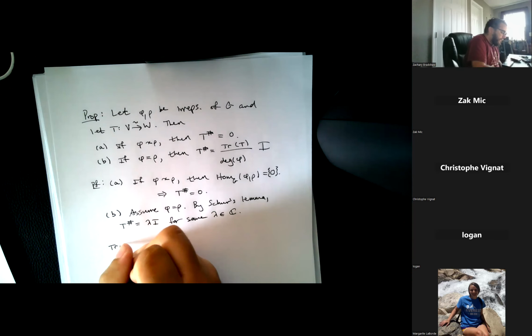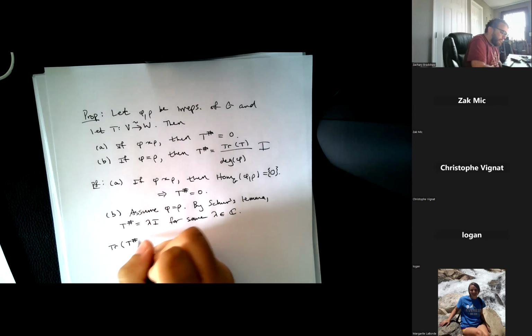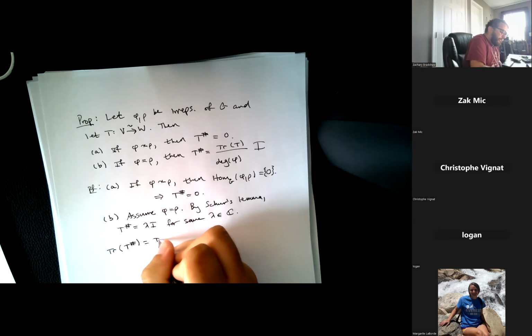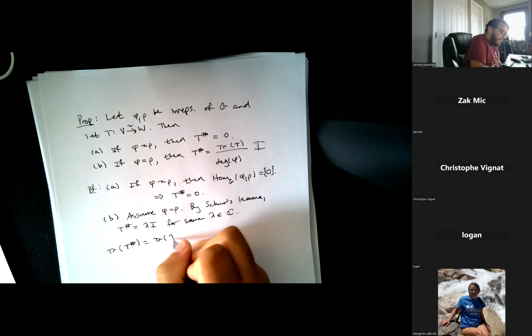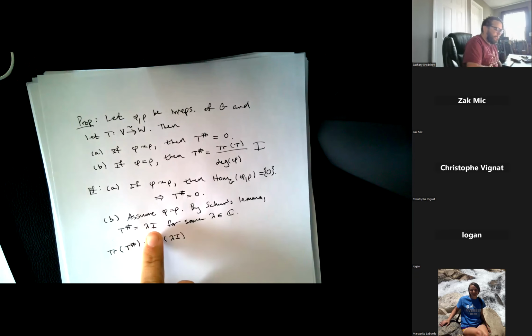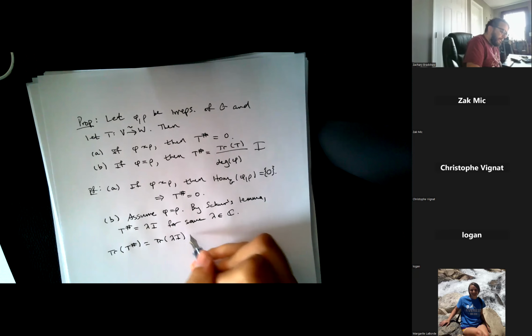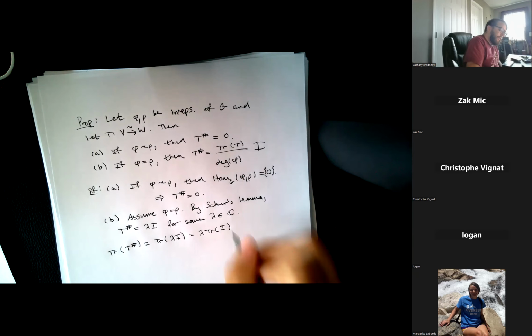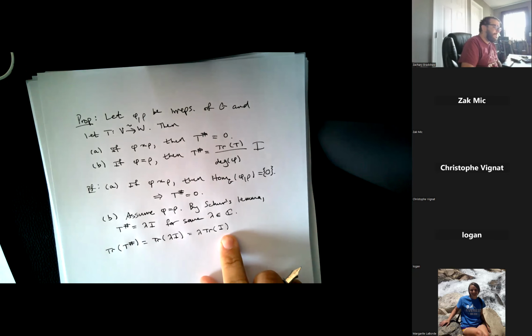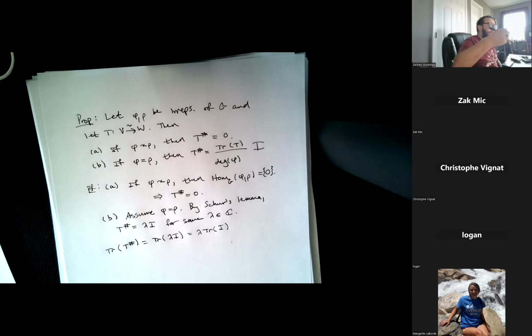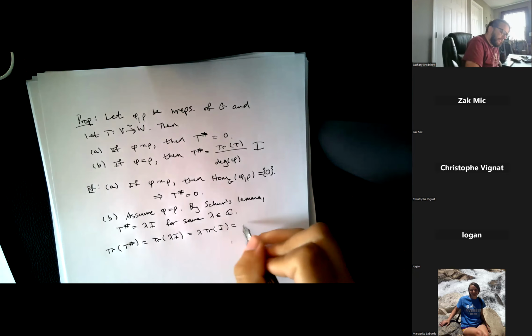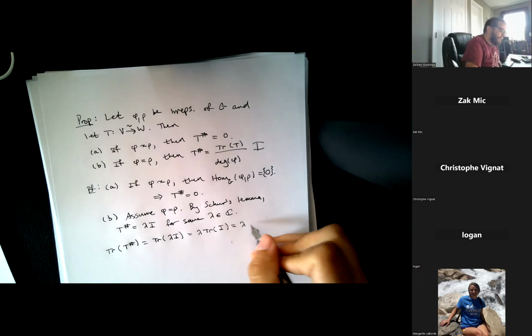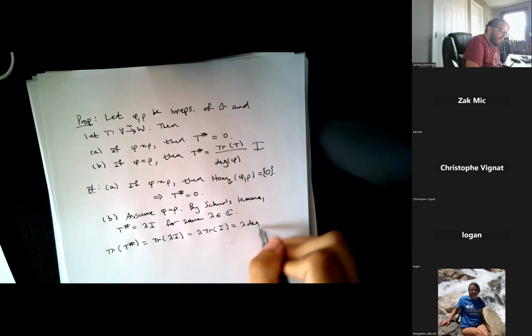Well, the trace of t sharp, or the twirl, is the trace of lambda I, because it's just equal to lambda I. And the trace is linear, so we can pull out this constant. And the trace of the identity map is the degree of the representation, because it's the dimension of V. This is lambda times the dimension of V, which is the degree of phi.